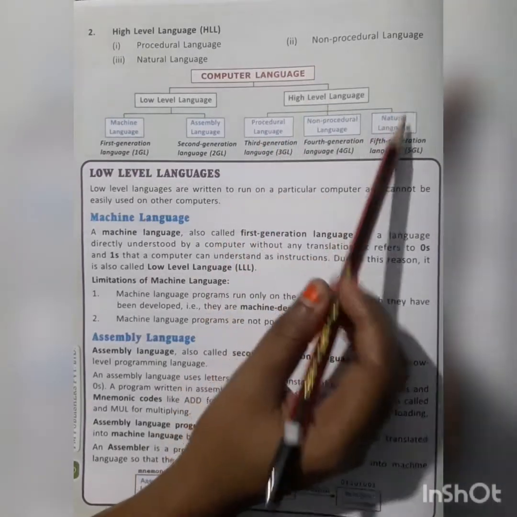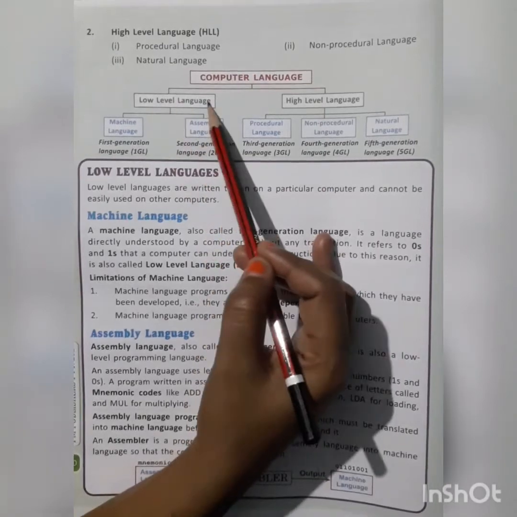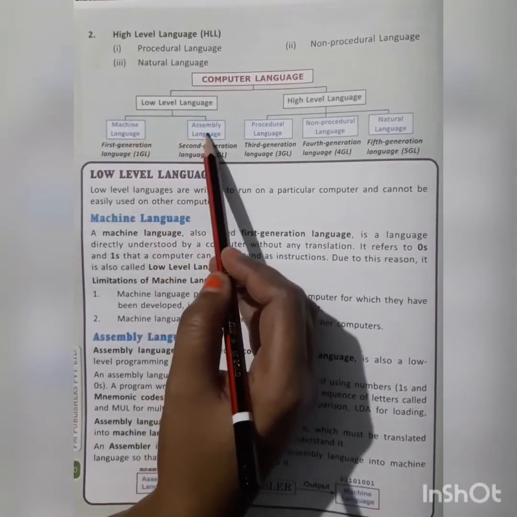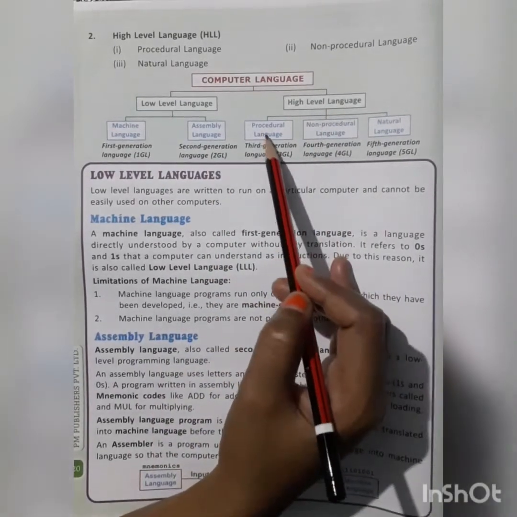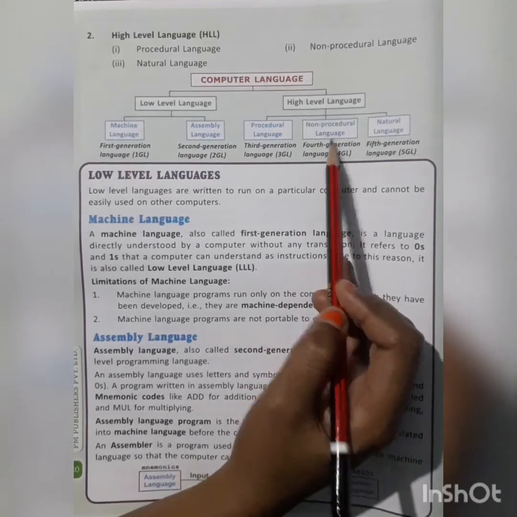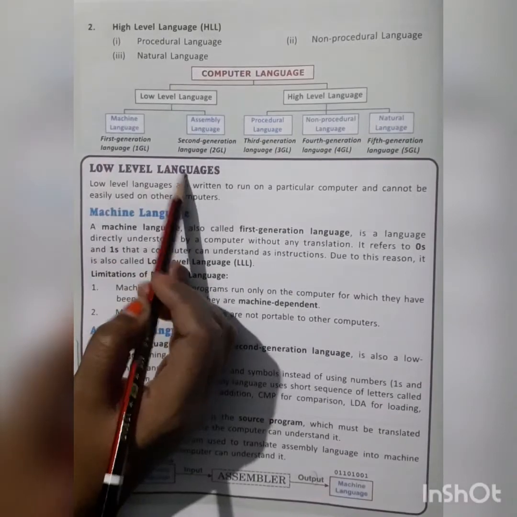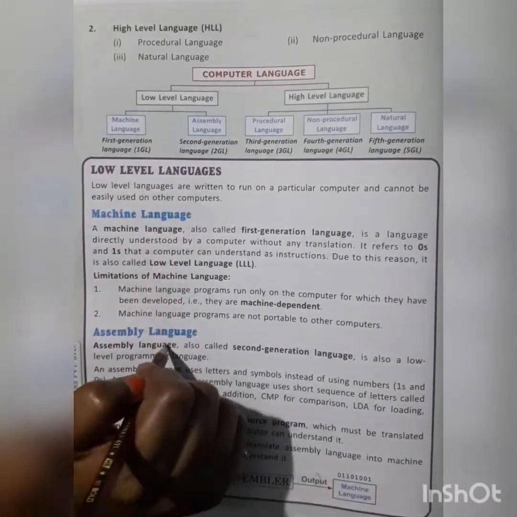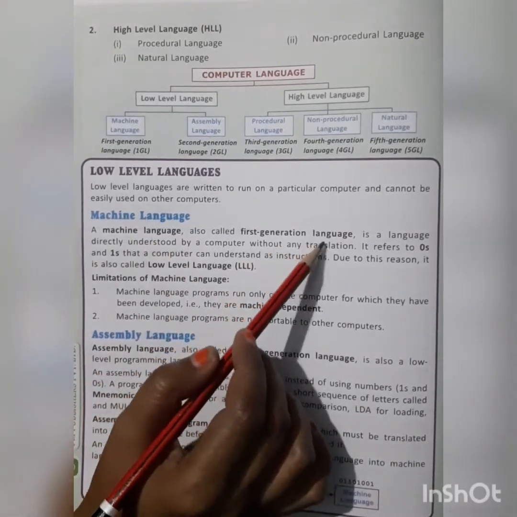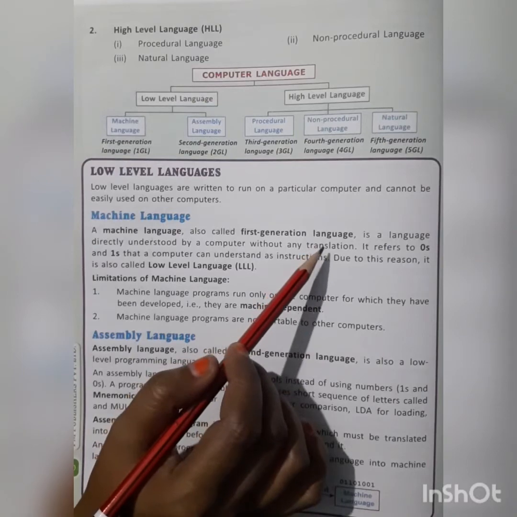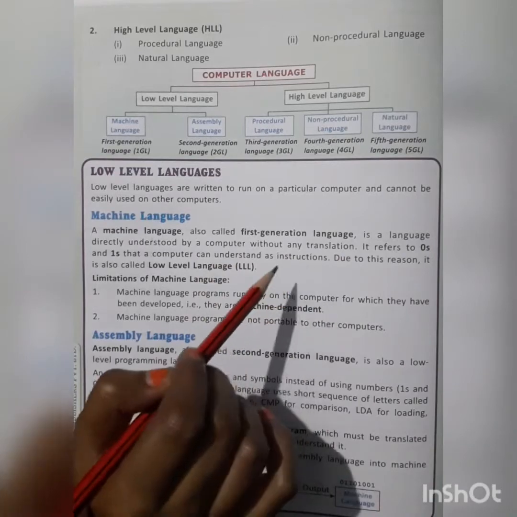Now you can see there is a flow chart representing the computer language as it has been categorized into two forms: low level language, which is subdivided into machine language and assembly language, and high level language, which is subdivided into procedural language, non-procedural language and natural language. One by one we will get into details. Low level language has two subdivisions, like machine language. A machine language is also called the first generation language. In the previous class we studied the generations of computers. Now it is also useful here.